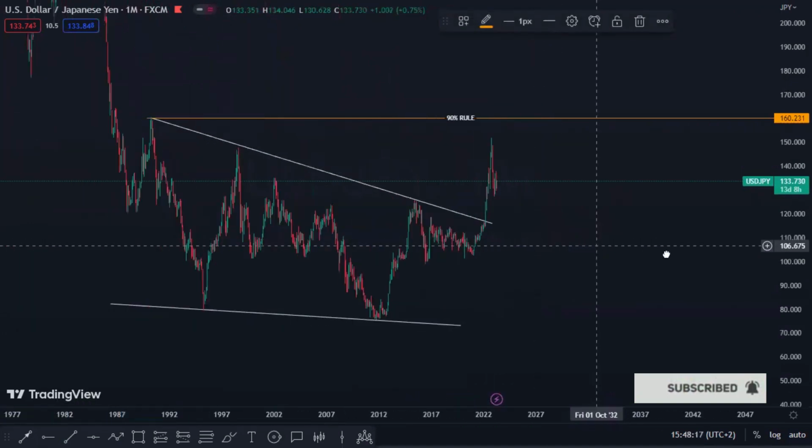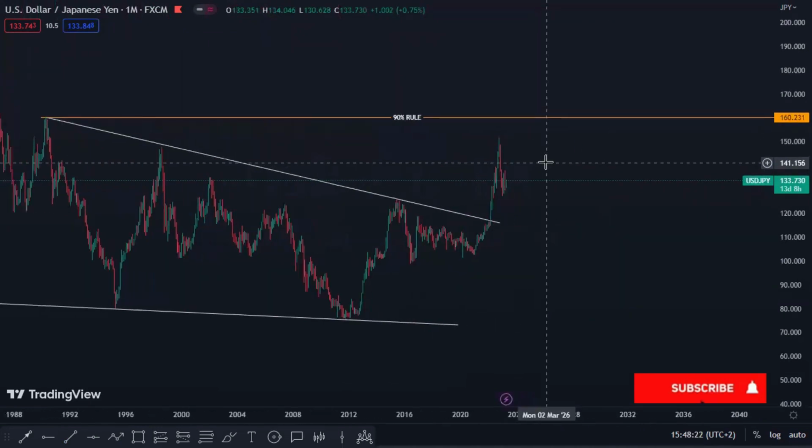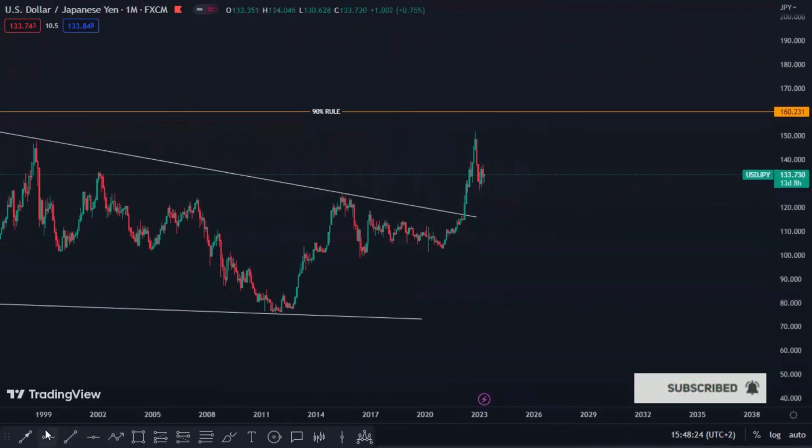Yes, perfect. And from a weekly time frame, I can see that price didn't quite reach the 90% rule. So I can say that there is still room for buys.